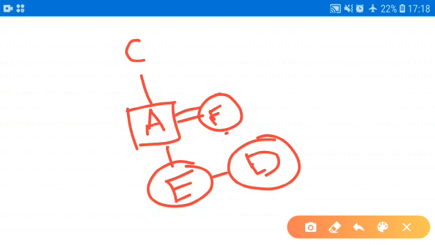D is a daughter of F, who is the mother of E. So try to make the diagram. And one more relation we have. What is remaining? B is remaining. But we don't know who is the father. C is father or B is father, or B is mother or C is mother. So we cannot say that.